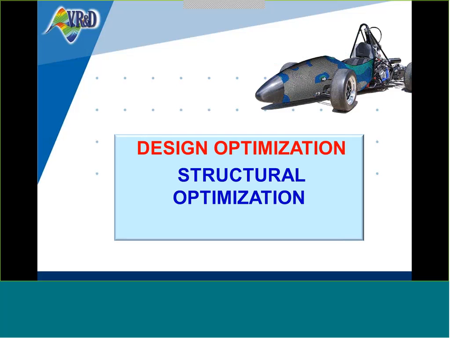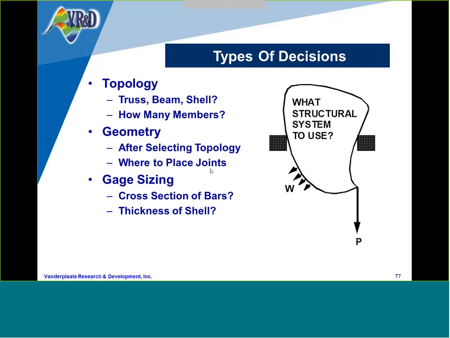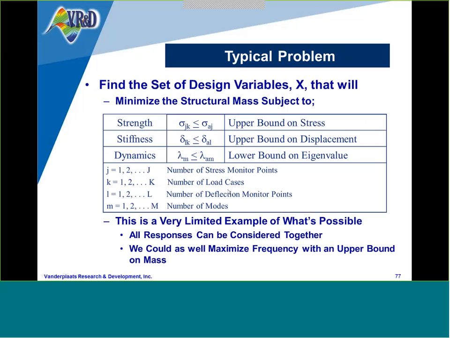Well, what about structural optimization? We have to worry about topology, geometry changes, gauge sizing, like this cross-section of bars or thickness of a shell. Imagine we have supports and we have a load. We have to find the structure that goes there. We have strength, stiffness, dynamics, and a multitude of other responses in structural optimization. Finite element analysis is extremely well refined today, so we can do the analysis of very, very large problems.